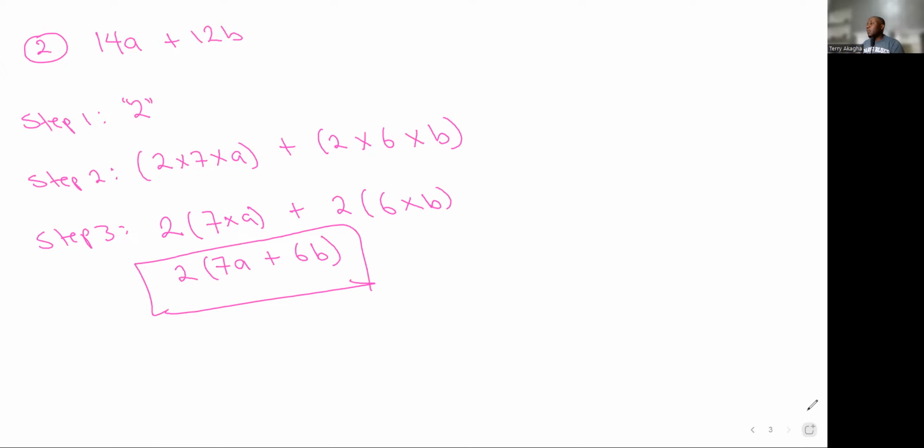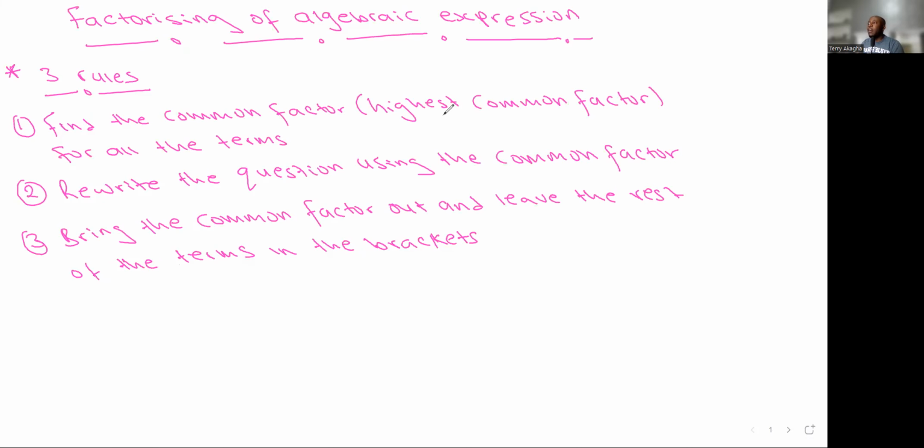All right, let me just add one more. So let's assume we have 4x plus 16xb. Let's put something like this, 16xb. And you're asked what is the common factor here. So step 1, remember I told you the common factor we refer to is the highest common factor. That is the key word, the highest common factor.